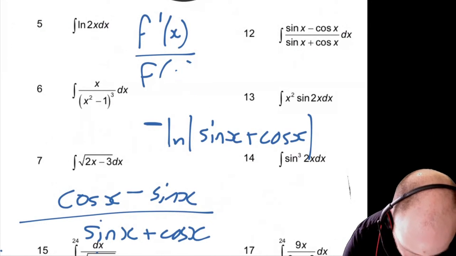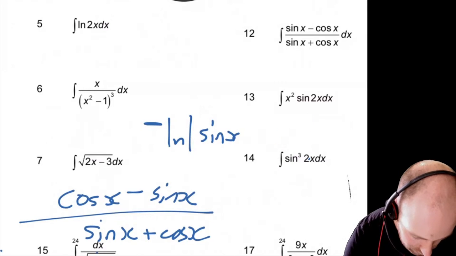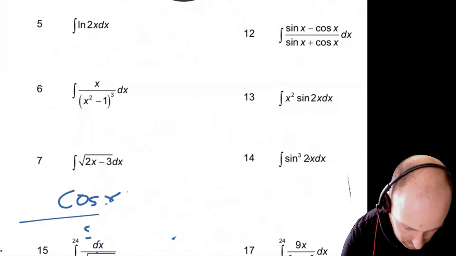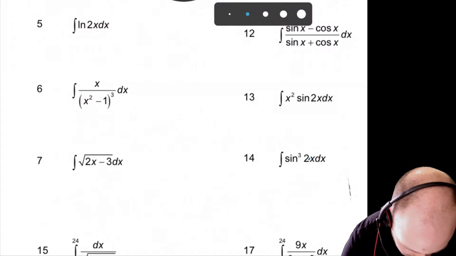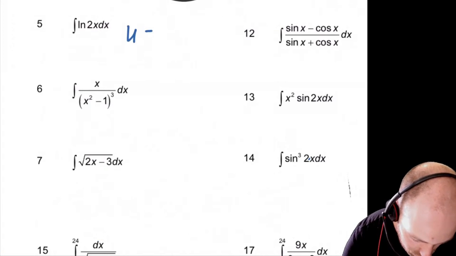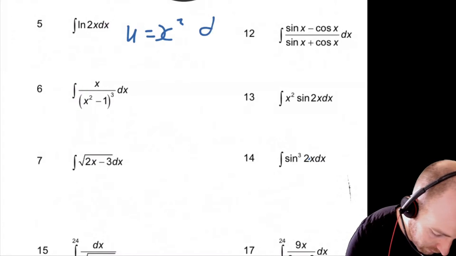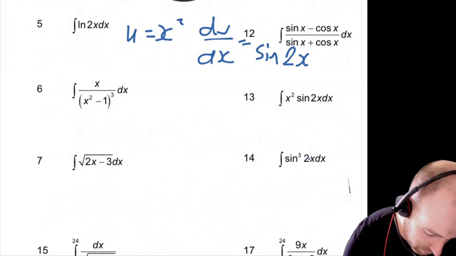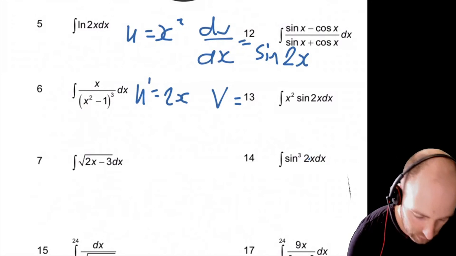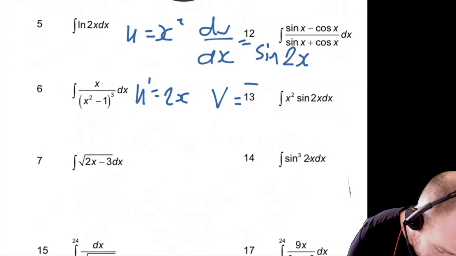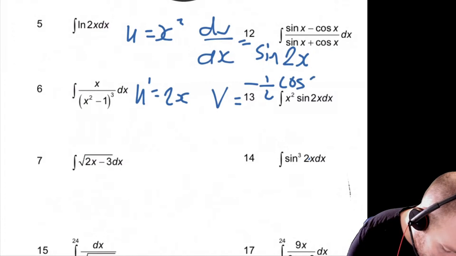Cool. Right, two left to do. So we've got x squared sine 2x dx. This is a by parts. We're going to say u is x squared, v dash is sine 2x. So u dash is 2x. v is going to be the integral of sine 2x. Sine integrates to minus cos, so we get minus a half cos 2x.